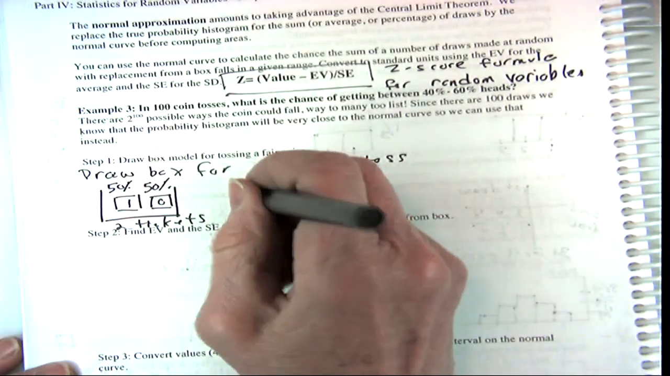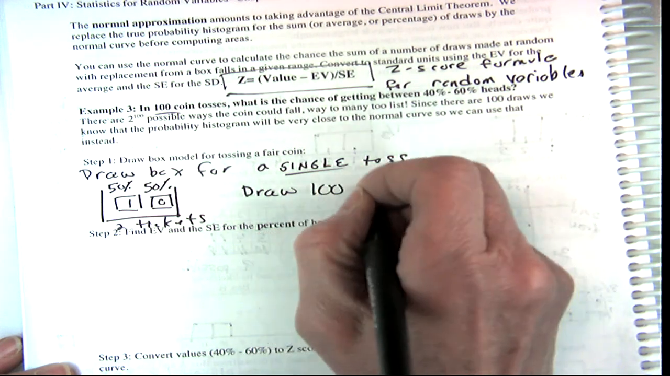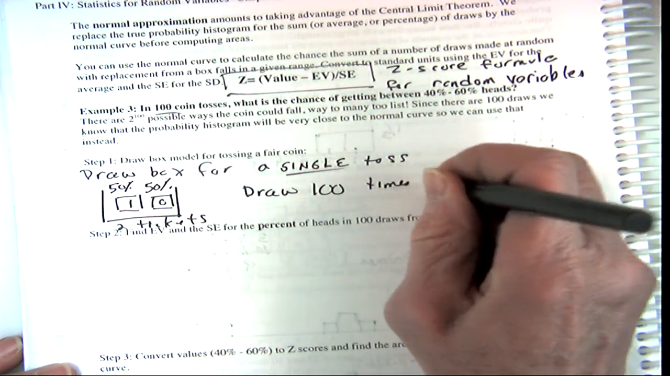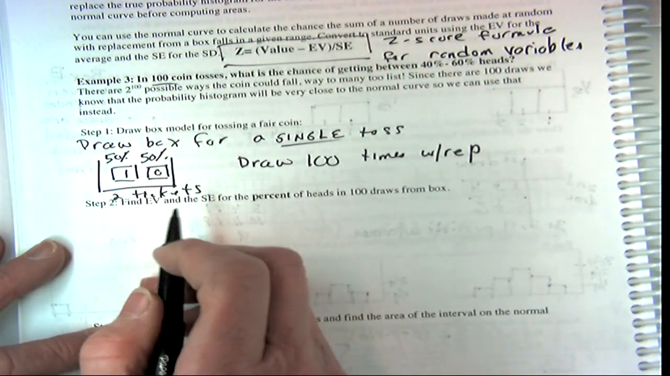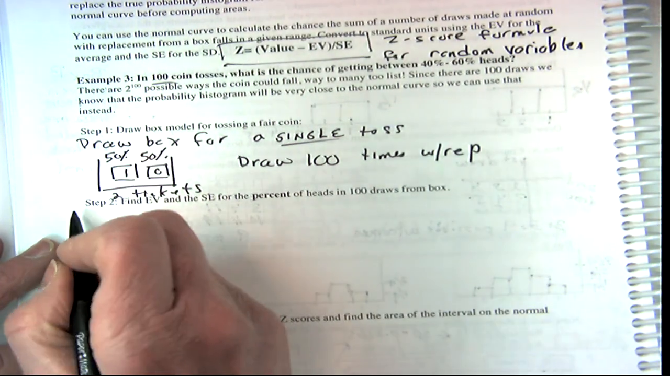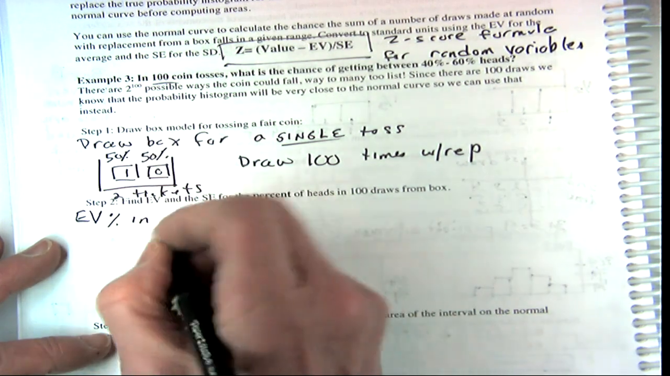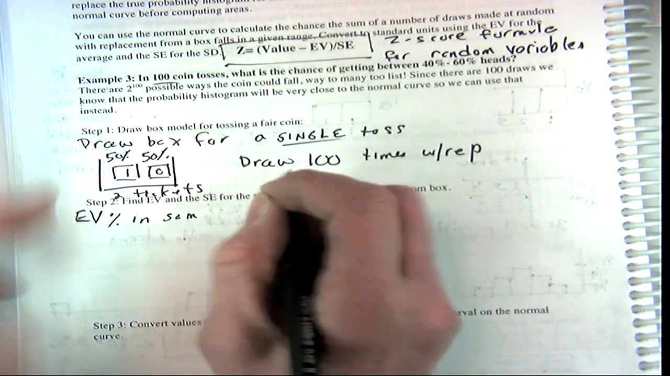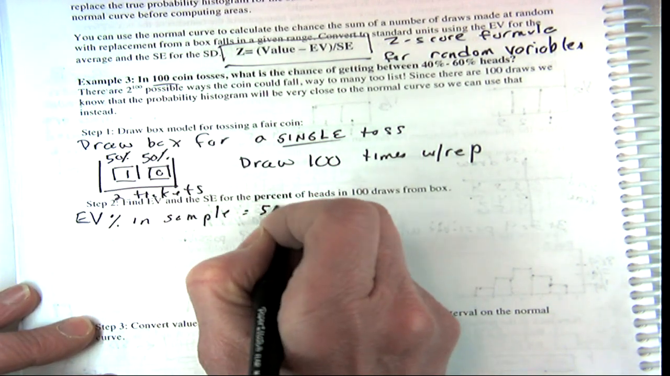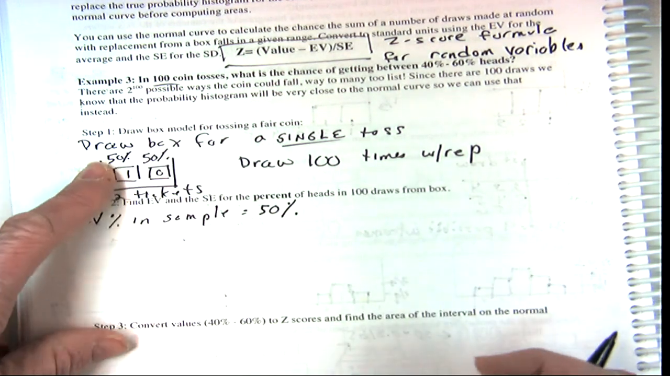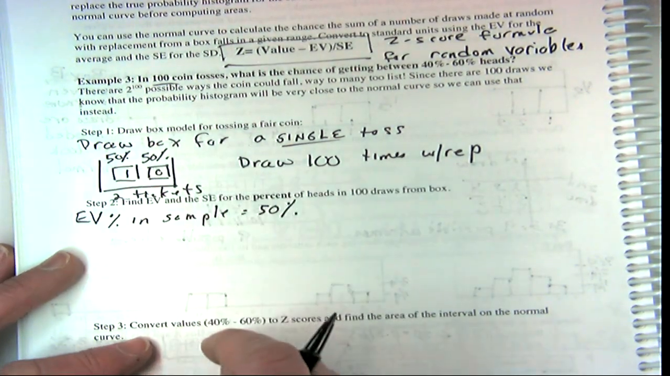Then you draw from here 100 times because n is 100. Draw 100 times with replacement, and then take the sum of the 100 draws. So the expected value for the percent in the sample of 100 is what? It's 50%, because it's the same as the box. You know that. There's no formula for it. You just look here.